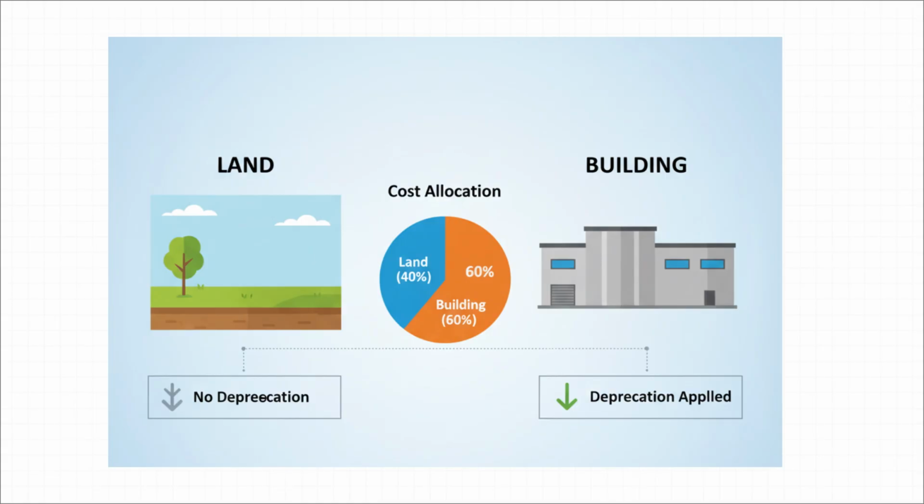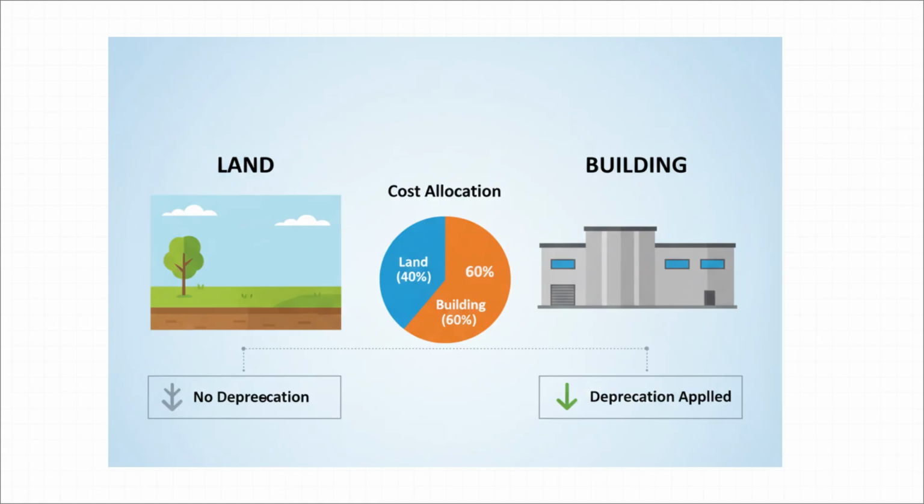When land and buildings are purchased together, we can't just lump them into one account. Land usually has an unlimited life, so it's not depreciated. Buildings, however, wear out over time, so they are depreciated. Example: if a company buys both land and a warehouse for $1 million, and appraisals show land is $400,000 and the warehouse $600,000, we split the cost accordingly.